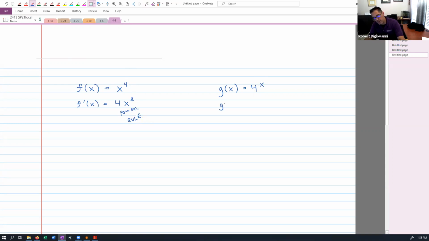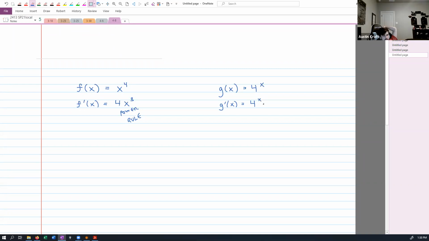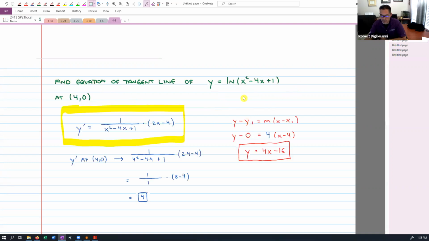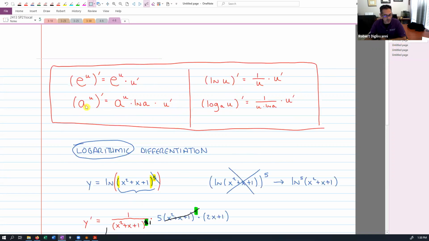Now, g prime of x. It's going to be 4 raised to the x times natural log of 4. Not natural log of a, so natural log of 4. So that's from this right here. The derivative of 4 to the x would be 4 to the x times natural log of 4, and then times the derivative of x, but the derivative of x here for us is 1.